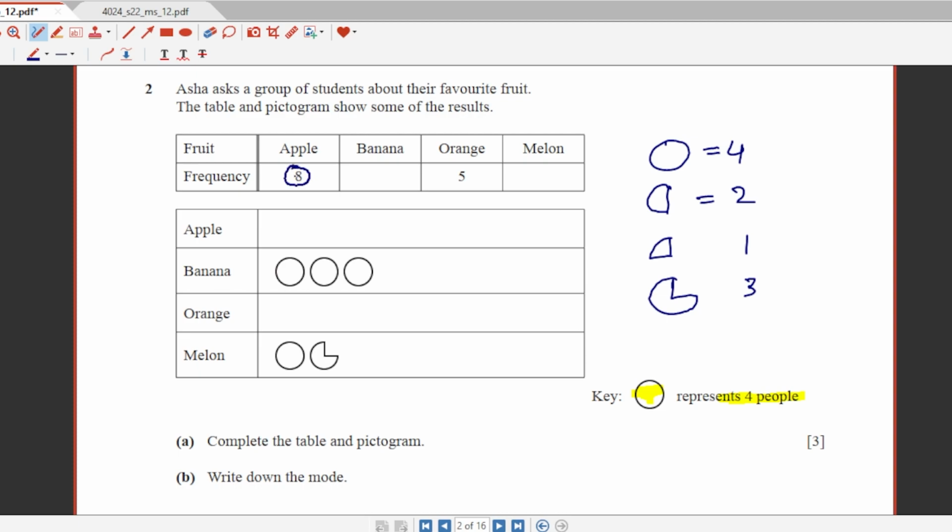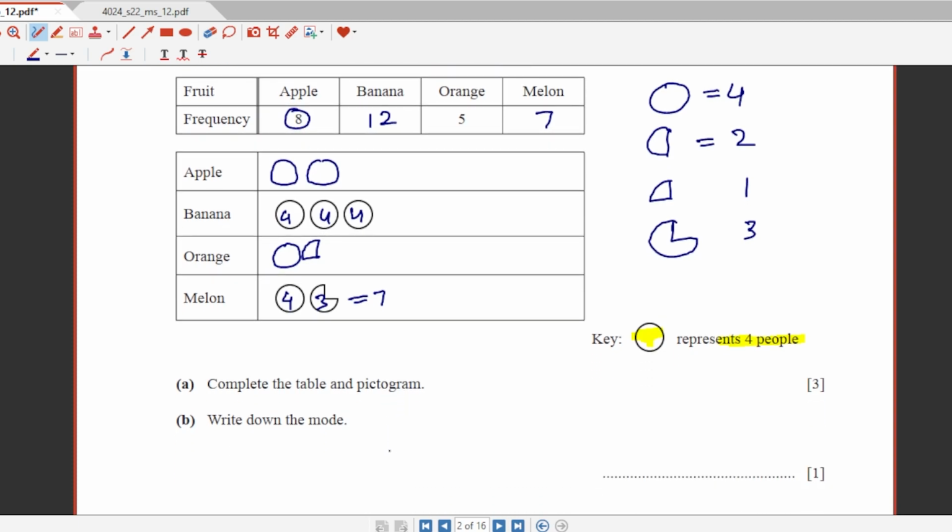In apple there are 8 people. For 8 people there must be 2 circles, 4 plus 4, this is 8. In banana there are 3 circles, meaning 4 plus 4 plus 4, that is 12. In banana the frequency must be 12. And in orange there are 5 people. 5 people means one complete circle, that represents 4, and one quarter circle. And for melon this is 4 and this is 3/4. 3/4 represents 3. So the total number must be 7. For melon the frequency is 7. Part A was to complete the table and pictogram. We have already done this.